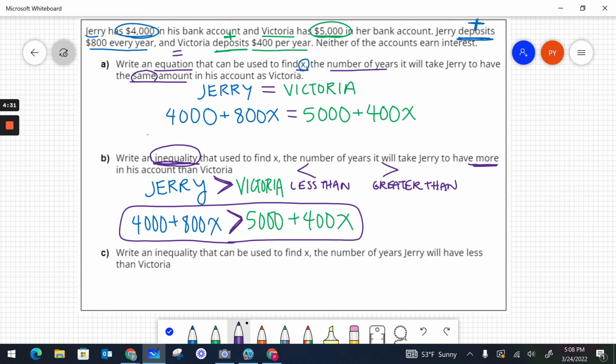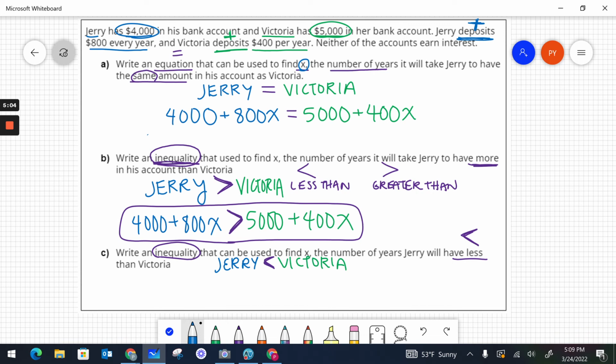Let's look at the last question. Write an inequality that can be used to find x, which is the number of years Jerry will have less than Victoria. So in this case, I want him to have less. So in words, we can say Jerry is going to have less than Victoria.